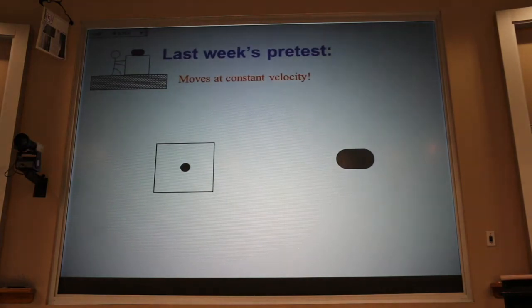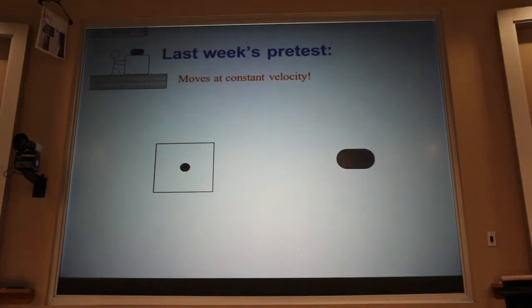Now, last week we had this pretest where you were asked to draw free body diagrams for a rock and a crate. The rock was riding on top of the crate and everything was being pushed across the floor at constant velocity. Okay, that's the key. Equilibrium. Now, the surfaces are all rough. The floor is rough, the crate is rough, the rock is rough.